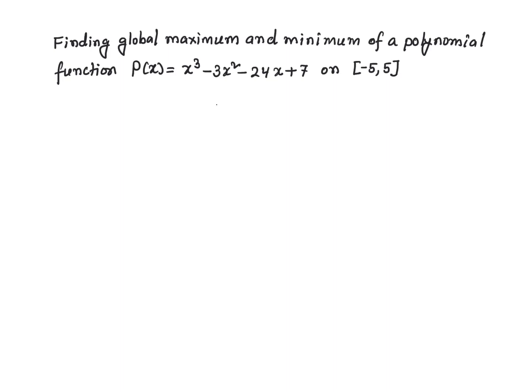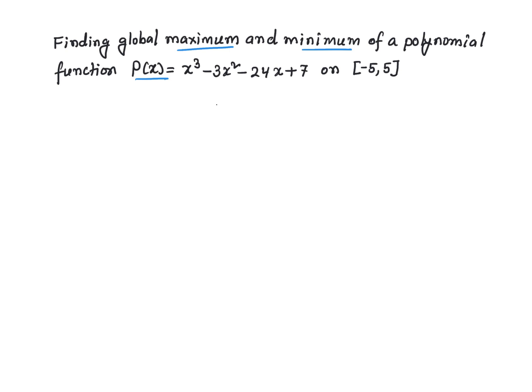In this video, I am going to find the global maximum and minimum for a polynomial function given by p of x is equal to x cubed minus 3x squared minus 24x plus 7 on the interval negative 5 to 5. So, to find the global maximum or global minimum, we need to follow the following steps.